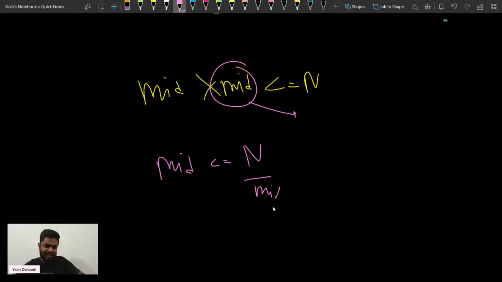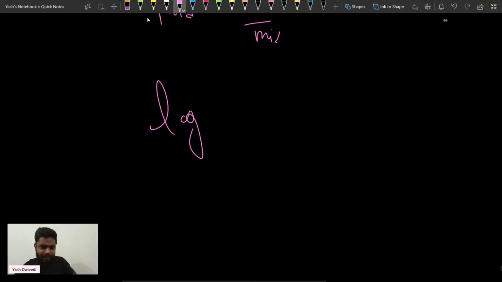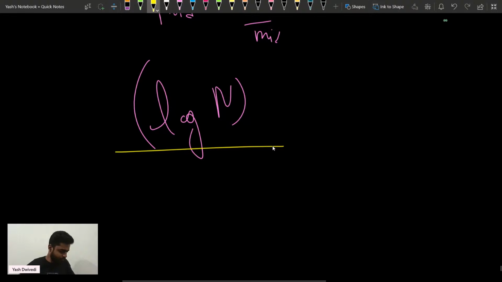So basically you can say that in logarithmic of n time, since I'm applying binary search, I'm able to find this particular answer. Is it clear?